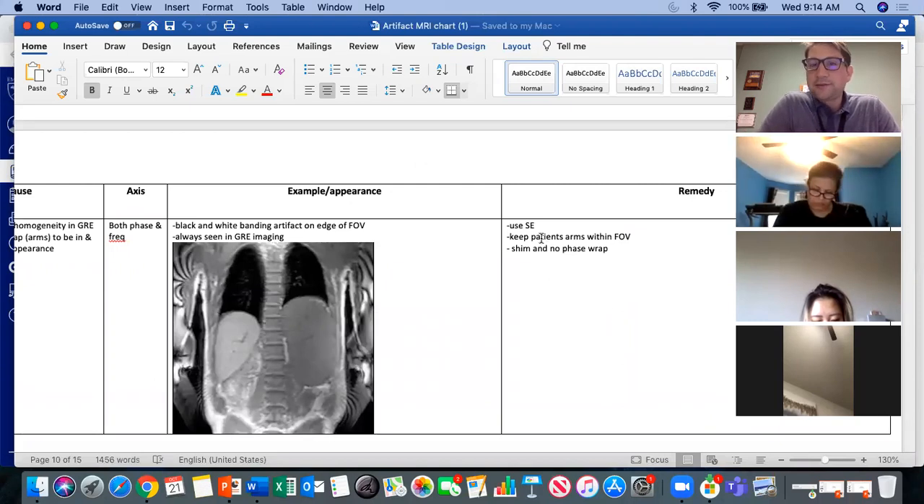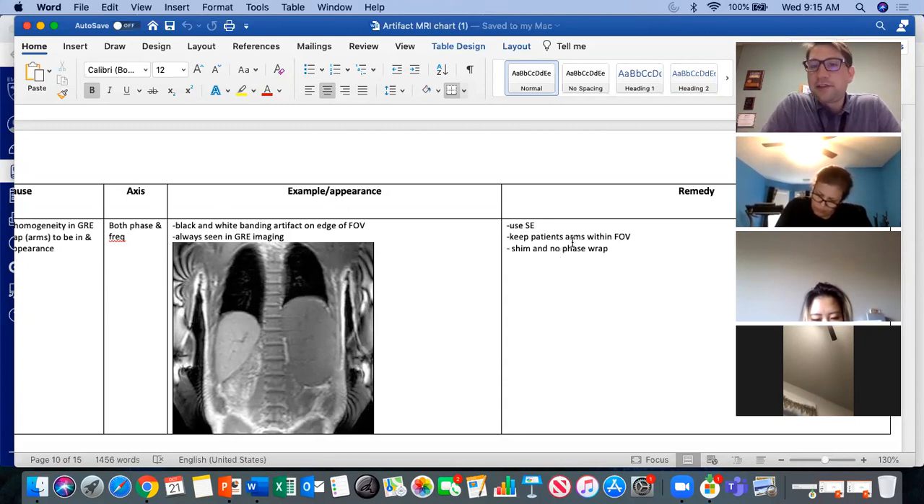So remedies: instead of a gradient echo, let's use a spin echo, because we have our 90 and 180. Even better, a turbo spin echo, because we have multiple 180 refocusing pulses. But we like to use our gradient echoes for these localizing scans because they're fast, right? And you can tell the patient, all right, hold your breath for 5 seconds, I'm just going to get a localizing scan. So sometimes it's really not that bad of an issue to have these artifacts if it's really just a localizing scan.